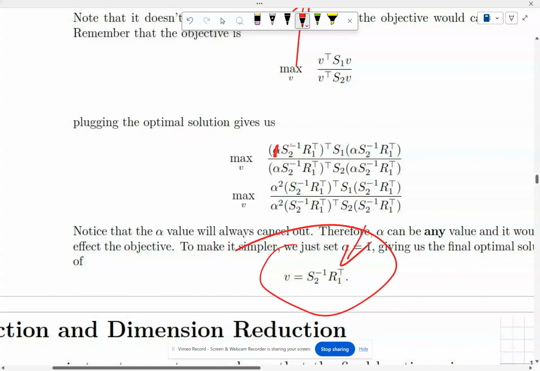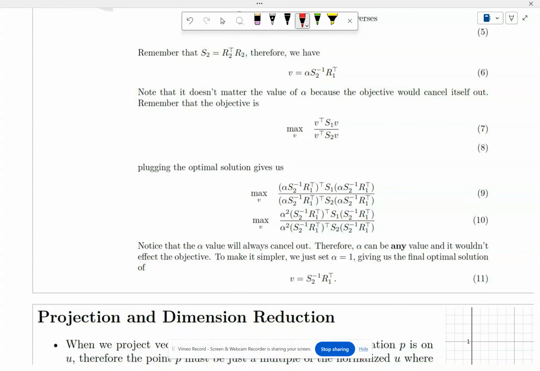So the solution to Rayleigh quotient. My eraser is not working. There we go. So the solution to Rayleigh quotient, which you are trying to find a V that maximizes the whole thing, is this expression here. Okay, we have a Rayleigh quotient, and we know how to solve it.